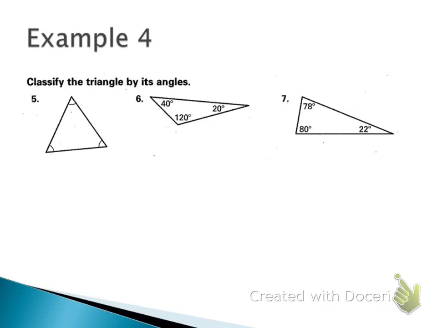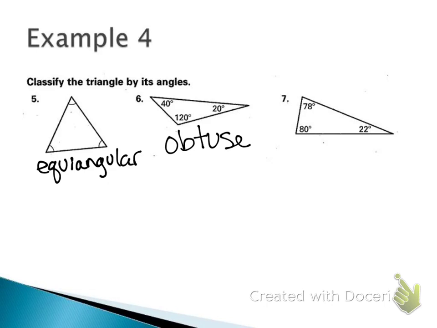I need somebody new to help me out with the first one on example 4. I would agree that this one is equiangular. All right, what about the second one? Somebody raise their hand and help me out. Cade. Obtuse. There is 1 angle that's bigger than 90, 1 obtuse angle. That makes the whole triangle classified as obtuse.